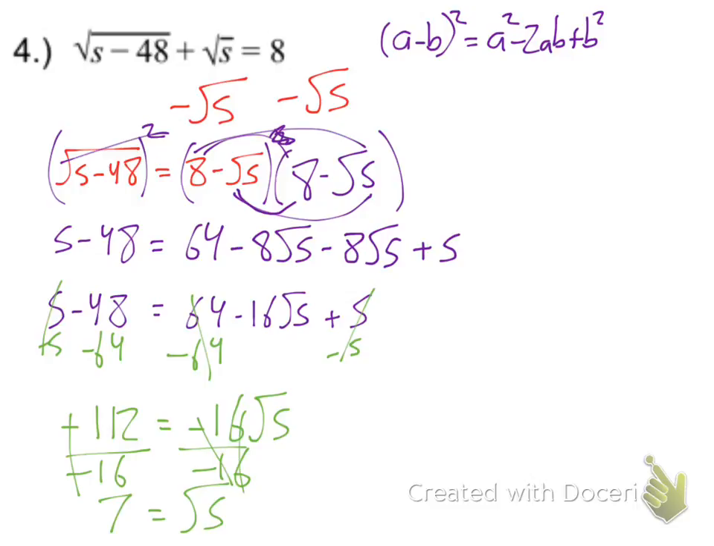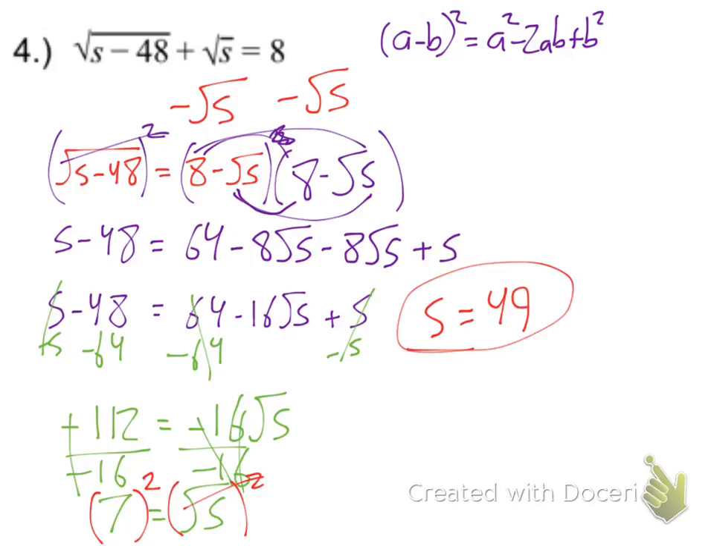Okay. Now, to get s by itself, it's not square root, but take the square of both sides. So s equals 49. That's what we're claiming to be the answer. So now the question is, is it true? It is true.